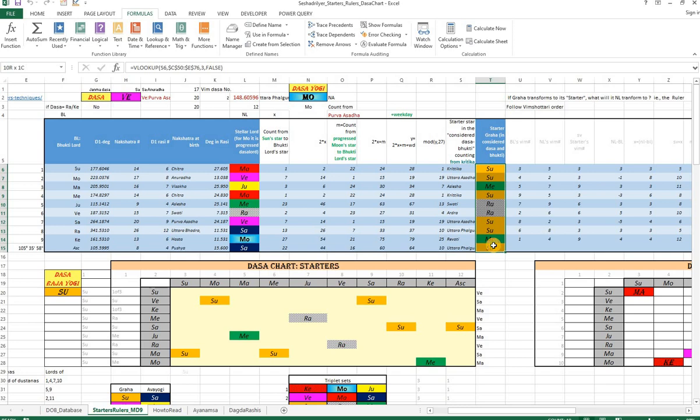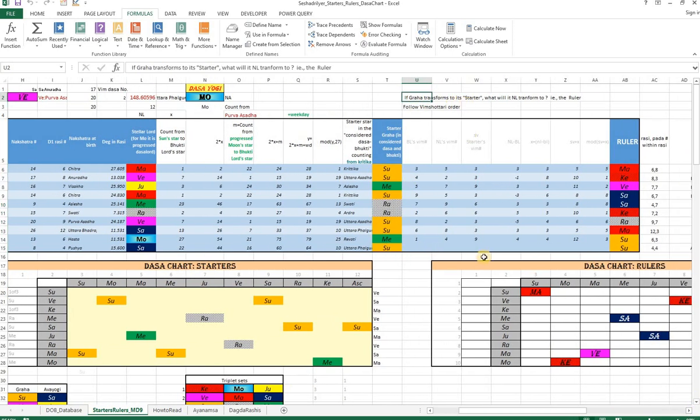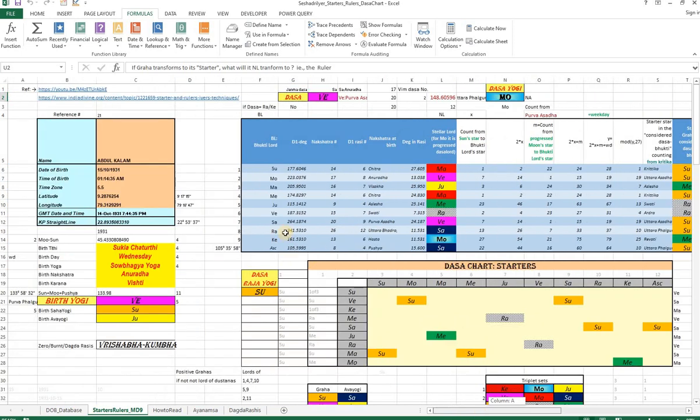Now, to find the bhukti, it's quite easy. You don't have to even walk through all this. Mentally, you can calculate easily. What you have to do is, if the graha transforms to its starter, what will the nakshatra lord transform to? You have to answer this question. So let us take some examples.